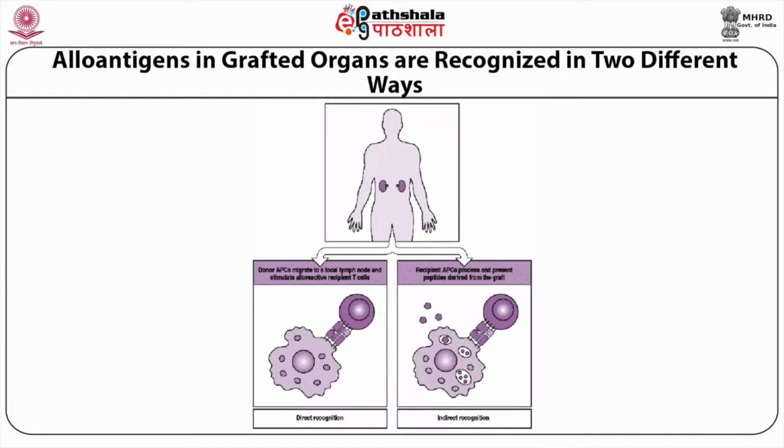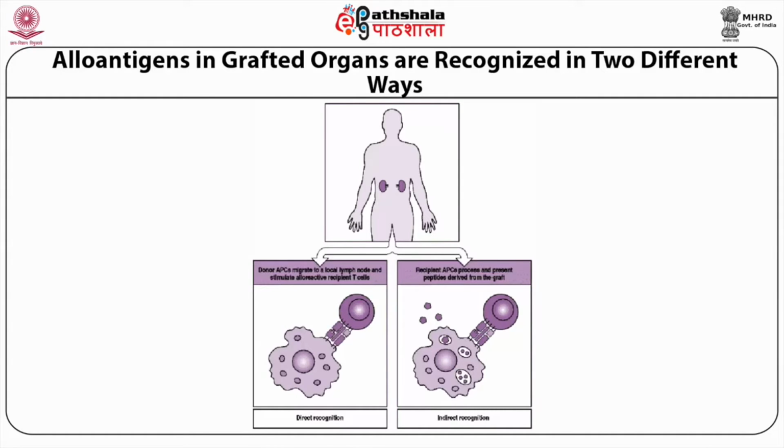Direct recognition of a grafted organ, which is shown as red in the upper panel, is mediated by T cells whose receptors have specificity for the allogenic MHC Class I or MHC Class II molecules in combination with the peptide. These alloreactive T cells are stimulated by donor antigen presenting cells, which express both the allogenic MHC molecule and the co-stimulatory activity, as shown in the bottom left panel.